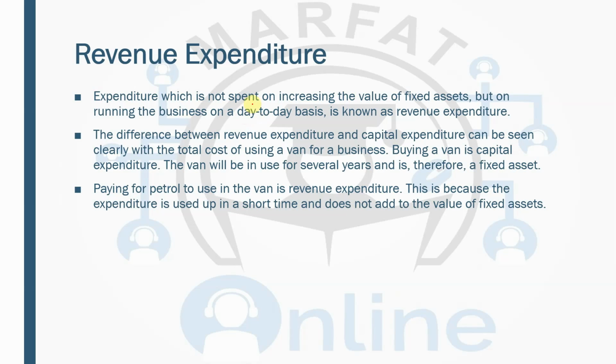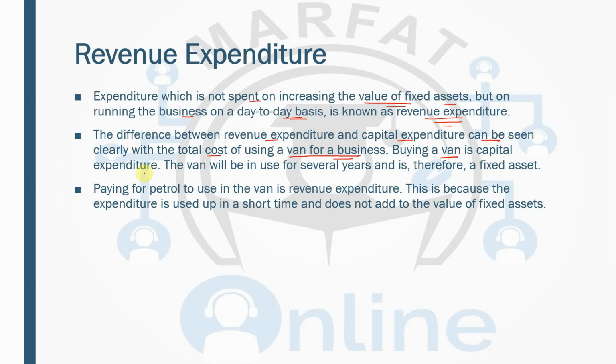Now, revenue expenditure is not spent on increasing the value of the fixed asset, and it does not add value to the non-current asset, but is spent on running the business on a day-to-day basis. These are known as revenue expenditure, such as purchase of inventory, repairs, maintenance. The difference between revenue expenditure and capital expenditure can be seen clearly with the total cost of using a van for a business.